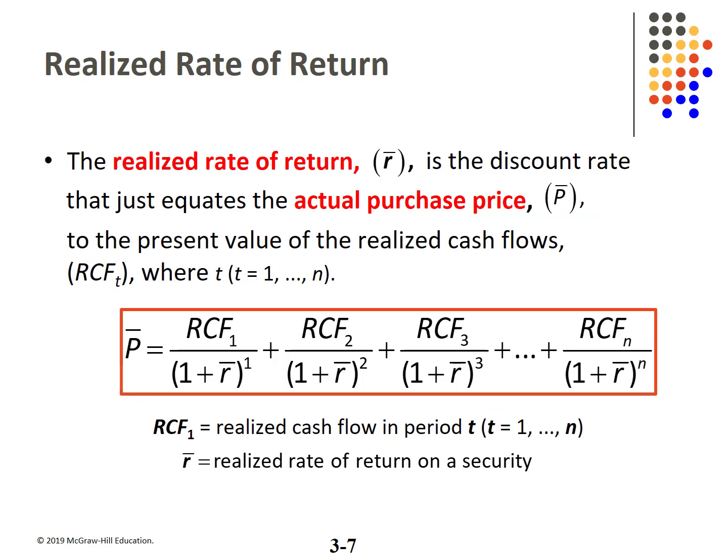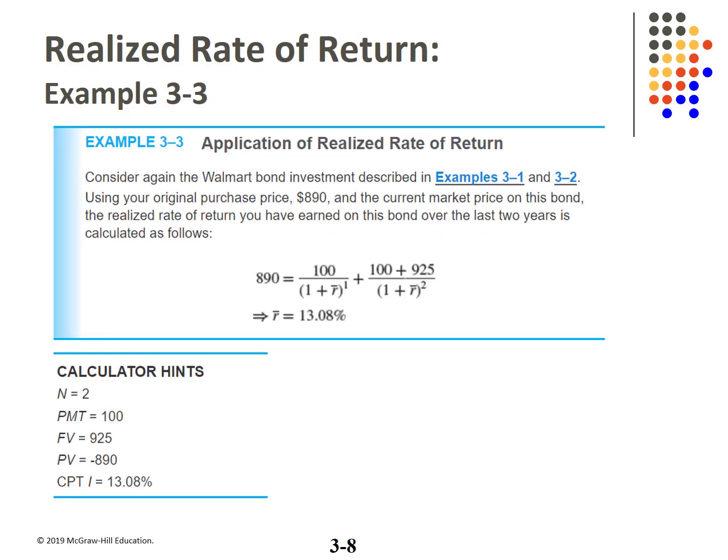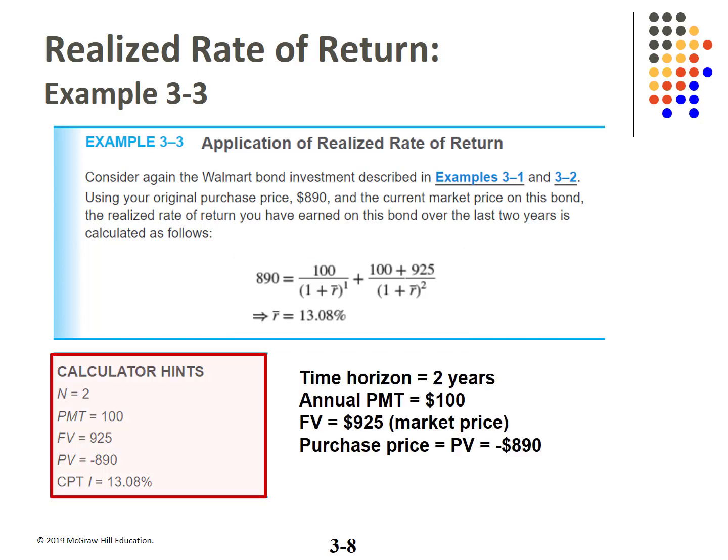Finally, the realized rate of return. Same formula, but now we're using the actual purchase price. Here we'll use the actual purchase price and the realized cash flows to solve for the realized rate of return on the next slide. Walmart, one more time. Same bond. You bought it for $890. It pays $100 a year in interest and is currently selling for $925. We're solving for the realized rate of return over 2 years using this data. Remember, you got $100 the first year and another $100 the second year, plus the $925 selling price. Result, 13.08% realized return. And again, you could solve this in your calculator.